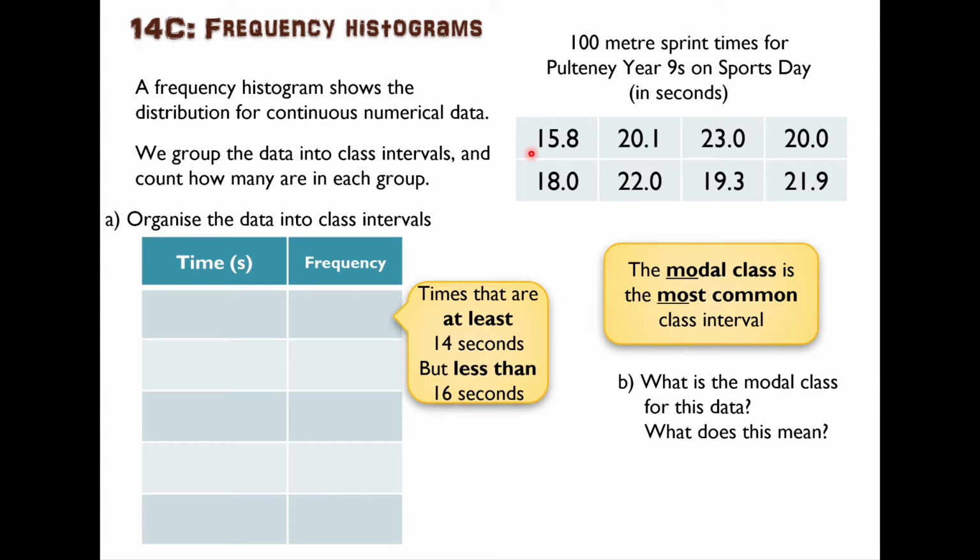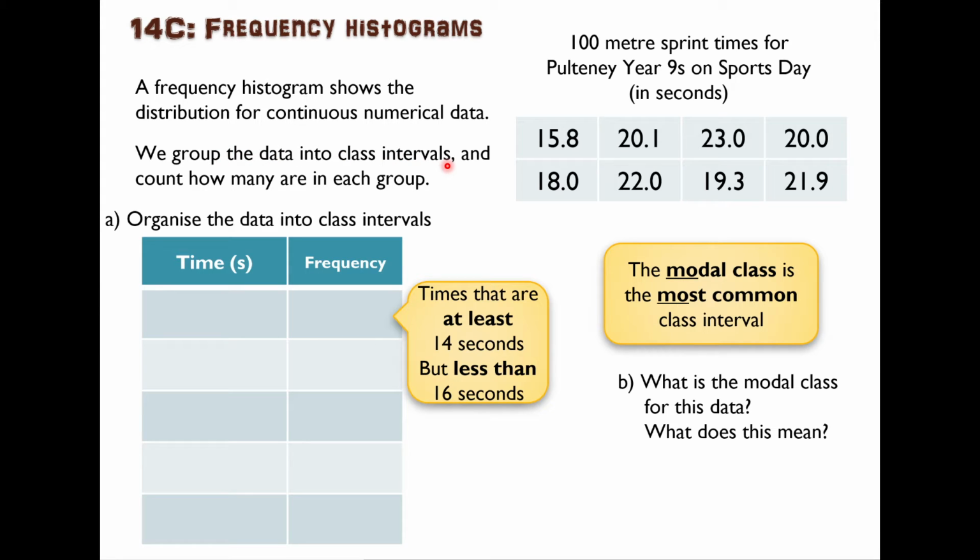Let's learn about yet another way to visualize data called a histogram. A frequency histogram shows the distribution for continuous numerical data. When I say continuous numerical data, I mean data I'm collecting that's a number, like your time to run 100 meters, and it is continuous. You could get 20 seconds, you could get 21 seconds, or maybe 20.2 or 20.7. Numbers between are okay. We group the data into class intervals.